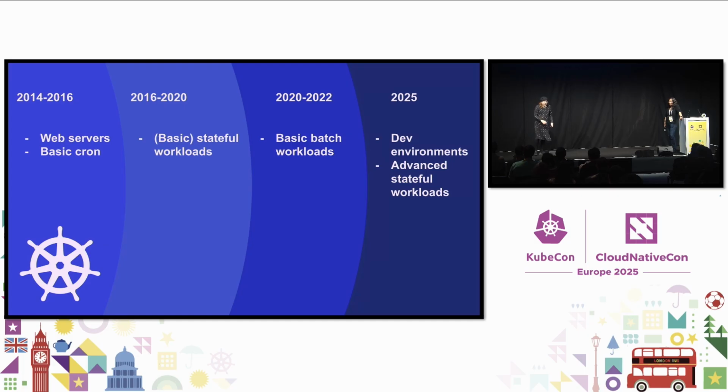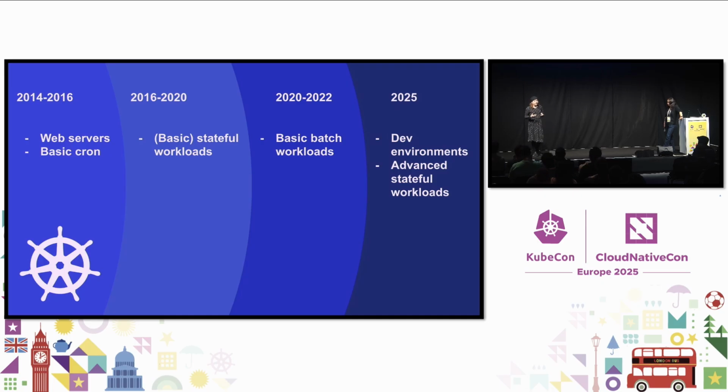If we look at the start of Kubernetes, you have a basic web service, basic cron. This is what Kubernetes really started with. In 2016, you have the advent of the StatefulSet, which deals with basic stateful workloads. Eventually, there's a progression of features so that it can get better and better. In 2020, you have the JobSet object, which helps you run batch workloads in a much better way. And we've talked today about new features that could help you, for example, run developer environments.